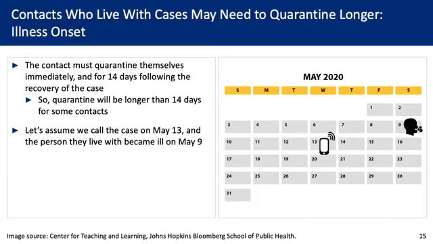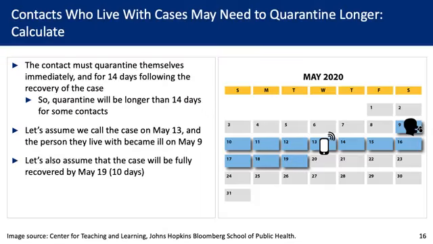Let's assume, same scenario, we call the contact on the 13th of May. And it's the same case, but they live with the case this time. So the person that they live with became ill on the 9th. This is the case we talked about before. Let's also assume that the case will be fully recovered by the 19th. This would be 10 days since their onset of illness.